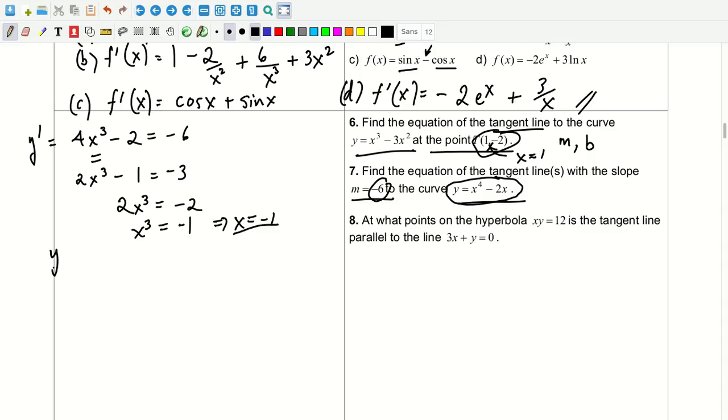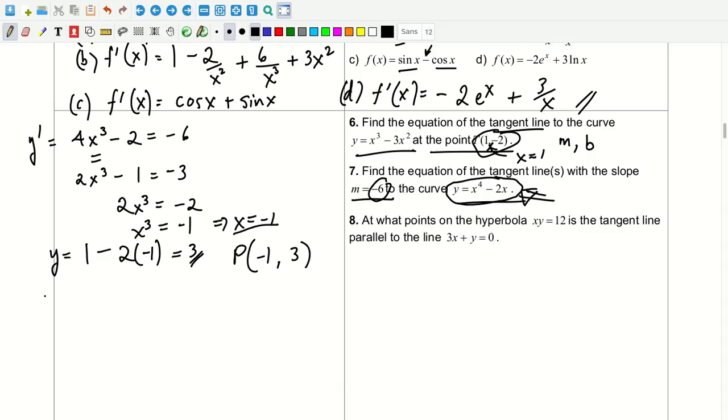Perfect. Now, if I plug that back into my original equation for y, I can find my y value, and it's going to be the quartic of negative 1. I hope I said that right. A quartic of negative 1 is a square of a square, and that's going to be 1 minus 2 times negative 1. That's going to be 3. Okay, so my point of interest, I'm just going to call it P, is negative 1 comma 3.